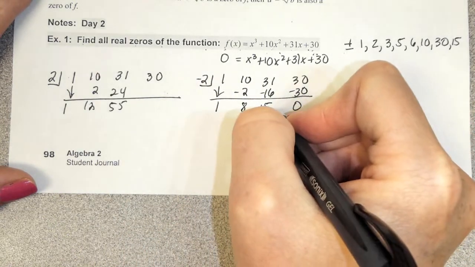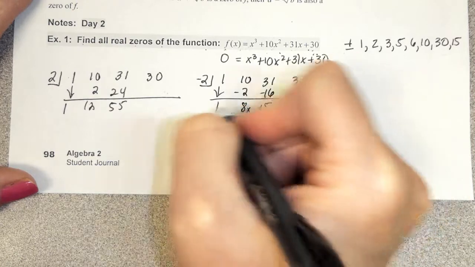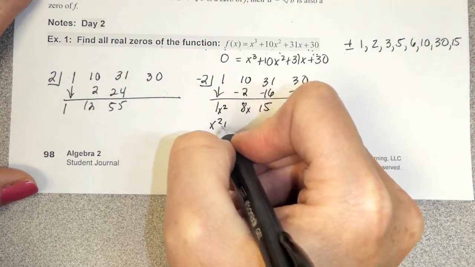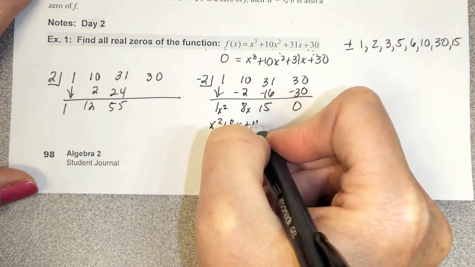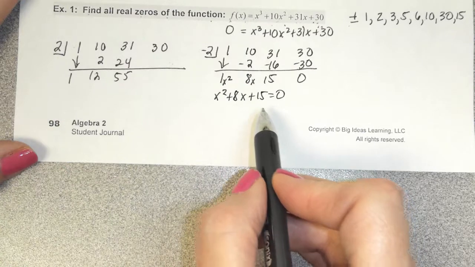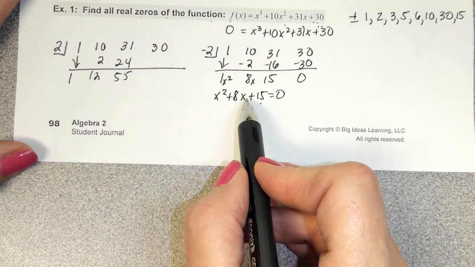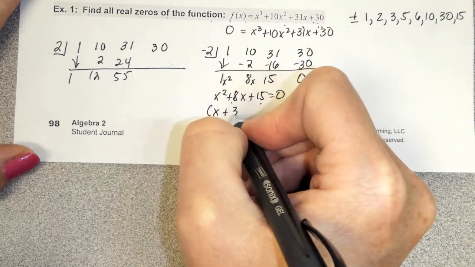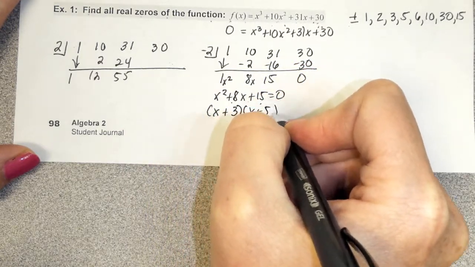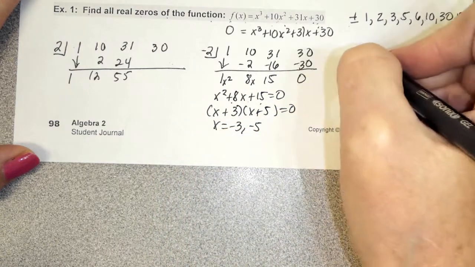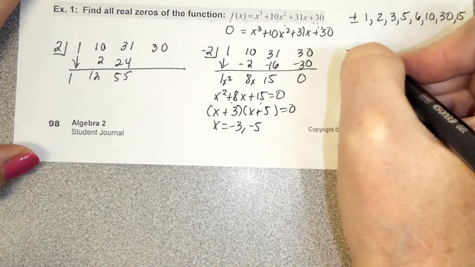So now this is my constant term, this is my x term, this is my x squared term. So now I have x squared plus 8x plus 15 equals 0. Are there numbers that multiply to be 15 and add to be 8? Yes. 3 and 5. So these are going to be my zeros.